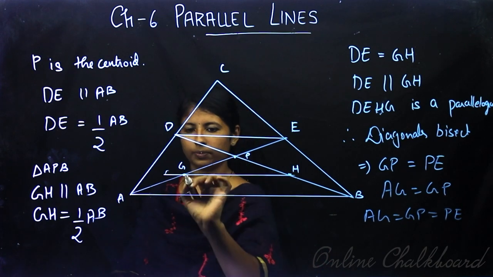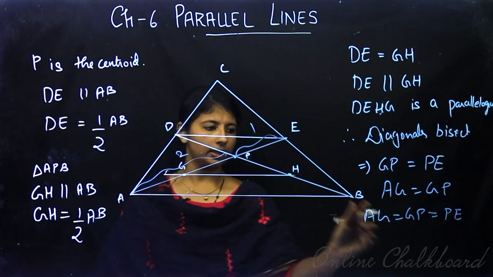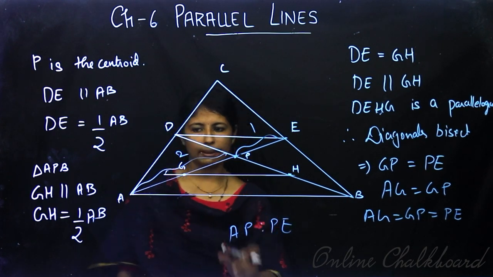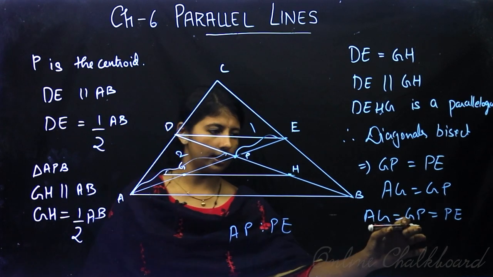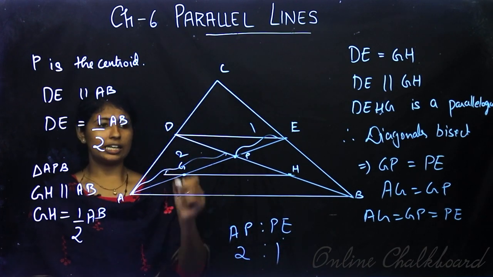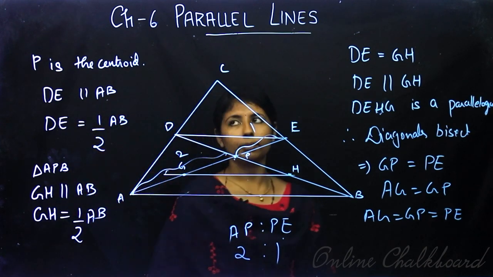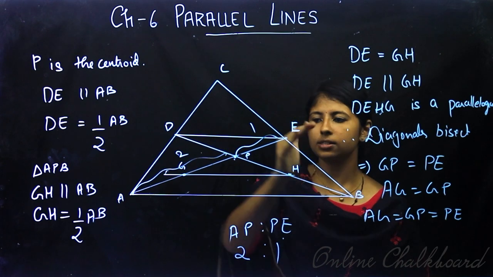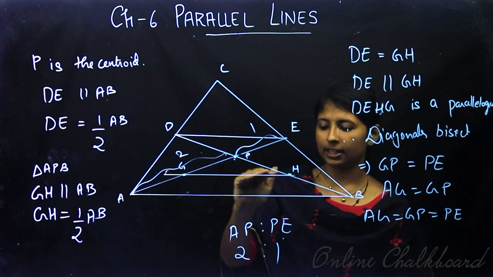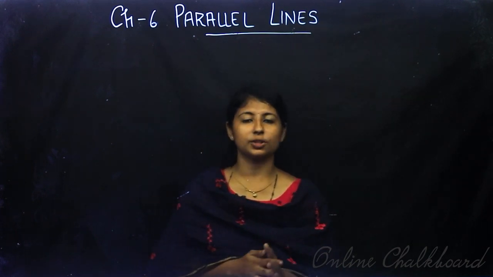So the line AE is divided into three equal parts by these points. AP is AG plus GP, which is 2, and PE is 1. So P divides AE in the ratio 2 is to 1. So we say that the centroid is the point where all medians meet. The centroid divides the median in the ratio 2 is to 1. Is it clear?